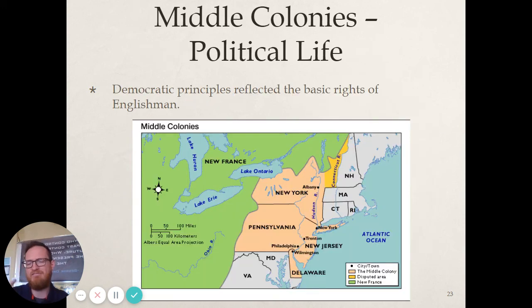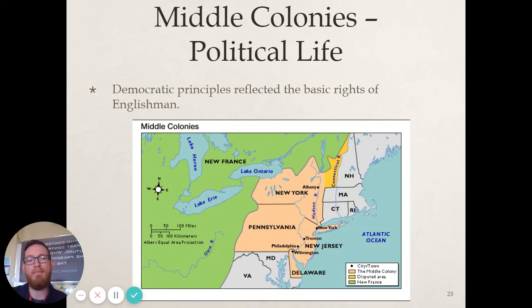Political life, again, it varied based on what colony you were in in the middle colonies, Pennsylvania, New York, but often they represented and reflected the basic rights of Englishmen. So generally they would have some sort of assembly with the governor in charge, but again, very democratic in their views. Remember William Penn, that Frame of Government, and how he wrote about the importance of that type of government.